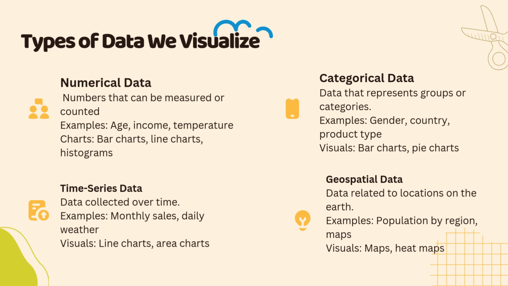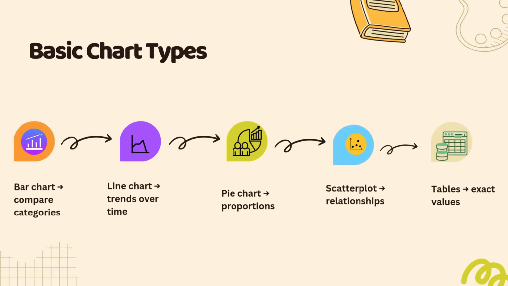Types of data for visualization. We visualize several data types: numerical data like scores or income, categorical data such as gender or product type, time series data like daily temperature, and geospatial data connected to locations. Each data type requires the right kind of visual to clearly communicate insight.